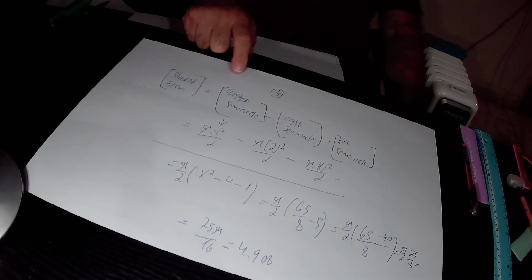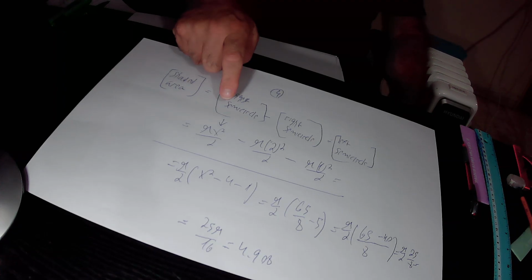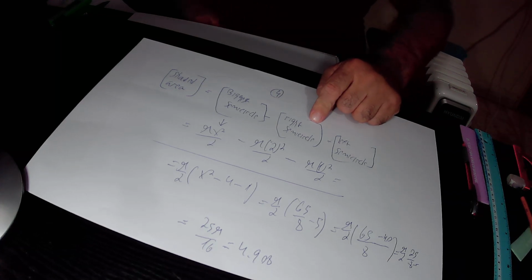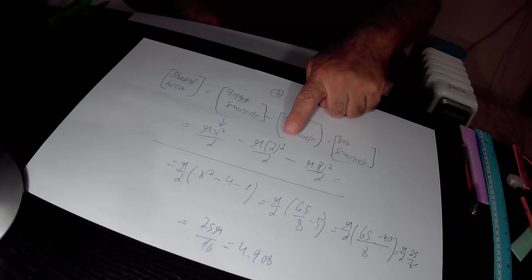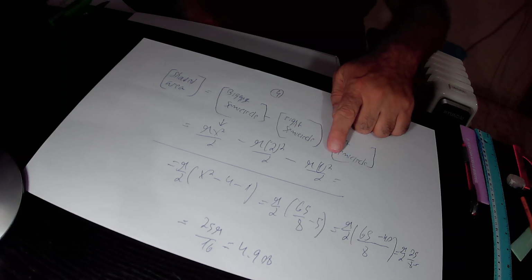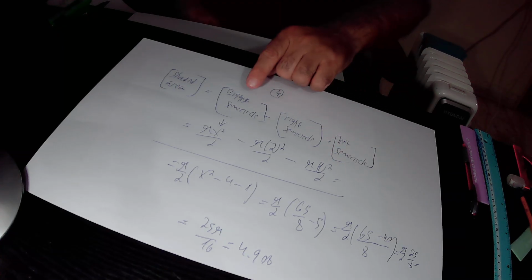The area of the biggest semicircle, the radius of the semicircle is x. Therefore, the area of the biggest semicircle must be equal to pi x squared over 2. Minus the area of the right semicircle, the radius of the semicircle is 2. Therefore, the area of the right semicircle must be equal to pi 2 squared over 2. Minus the area of the left semicircle, the radius of the left semicircle is 1, therefore the area of the left semicircle must be equal to pi times 1 squared over 2.